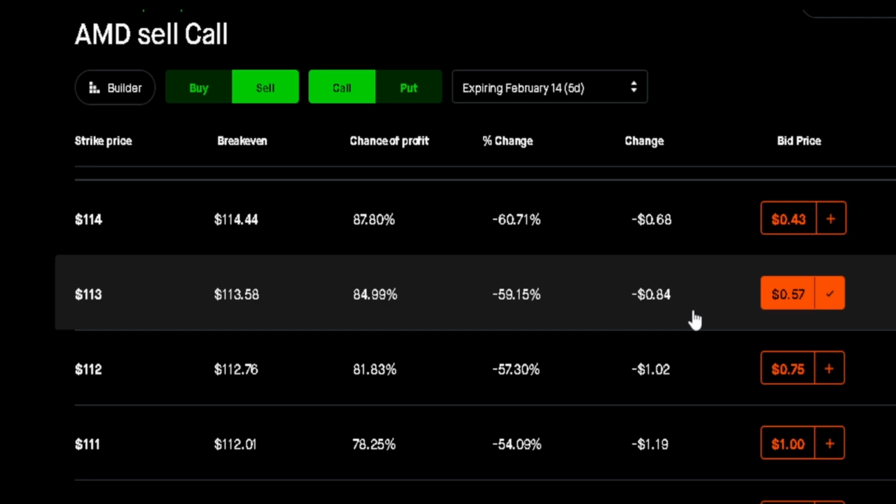So I would lower the cost basis. In this particular one, I wouldn't technically receive any premium for starting this because the $57 would be taken out of the $3,000 I'm paying for the long call.